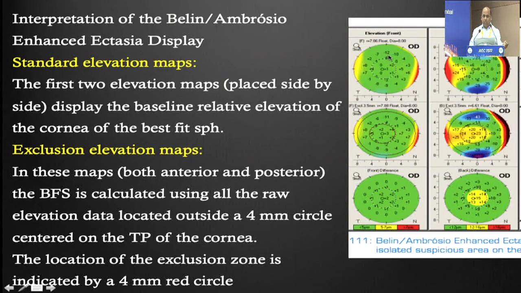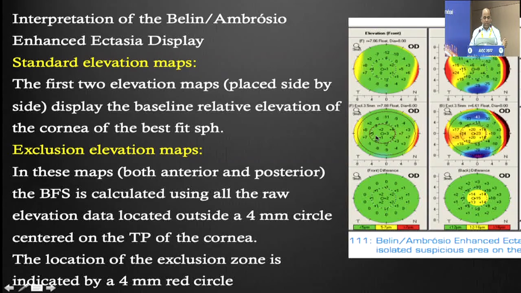So these are the maps in the Belin scan. First is the elevation front and second is the elevation back map. So how to interpret them? The standard elevation maps, the first 2 elevation maps placed side by side, display the baseline relative elevation of the cornea from the best fit sphere.